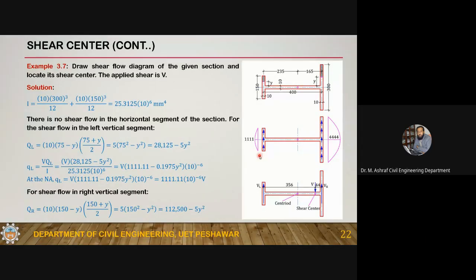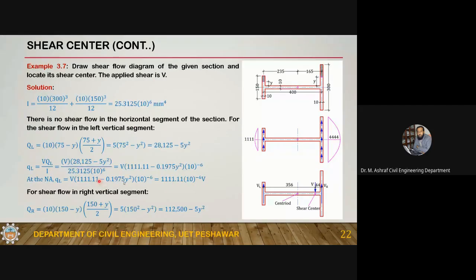So how do we get the shear flow? The first part is just to draw the shear flow diagram. Take a section at a distance of y, and for the left side, this is the first moment of area, and this is the shear flow variation diagram. If you calculate at the neutral axis, the shear flow is equal to this one. At the neutral axis it is 1111 times V, in Newton per meter, where V is the applied shear, into 10 to the power minus 6.